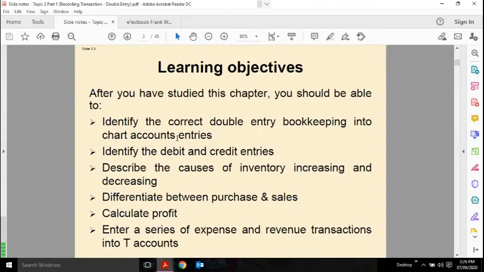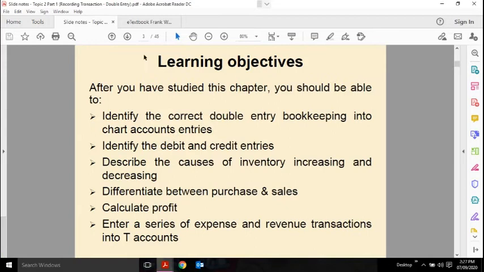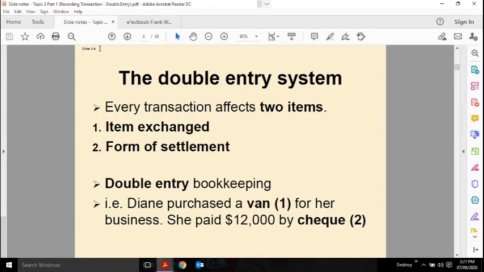After this are the learning objectives. After you have studied this chapter, you should be able to identify the correct double entry bookkeeping into T accounts entries, identify the debit and credit entries, and describe the causes of inventory to increase and decrease. On top of that, you will learn how to differentiate between purchase and sales. You should be able to calculate profit as well as enter a series of expense and revenue transactions into T accounts. This is from chapter 2.